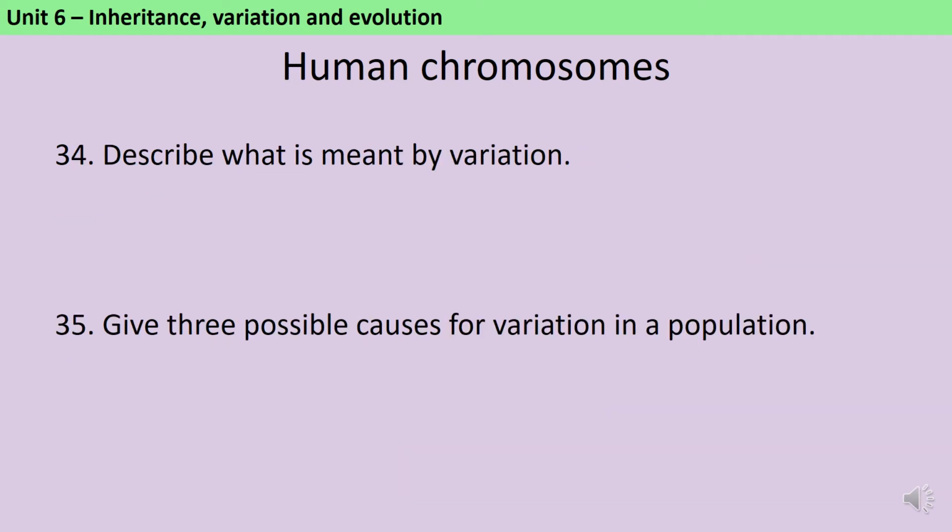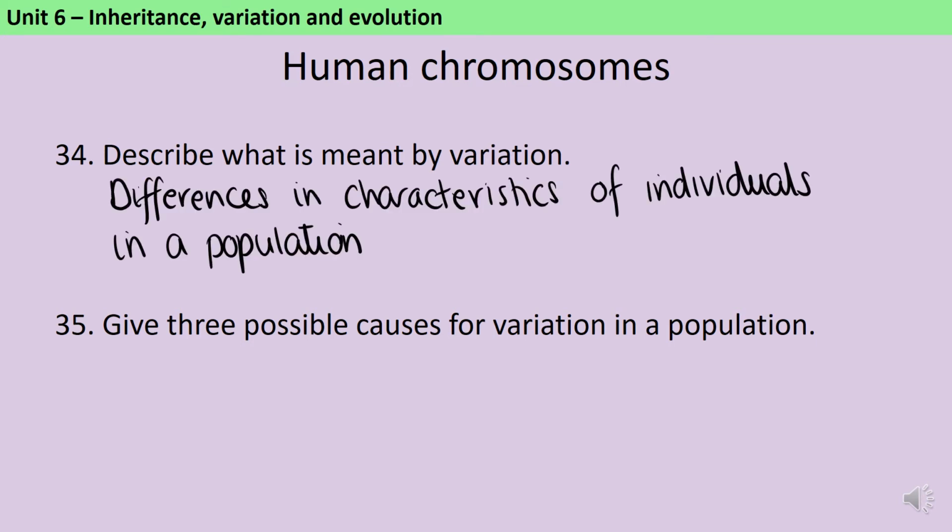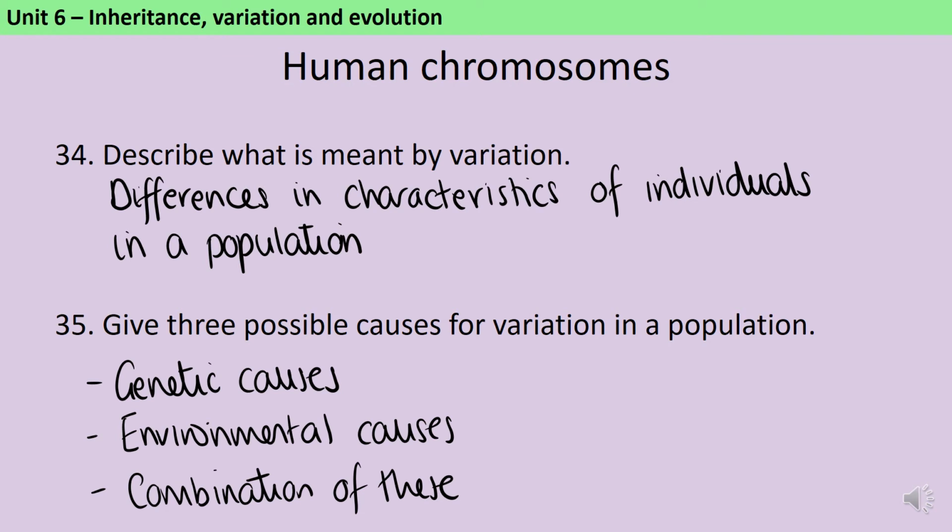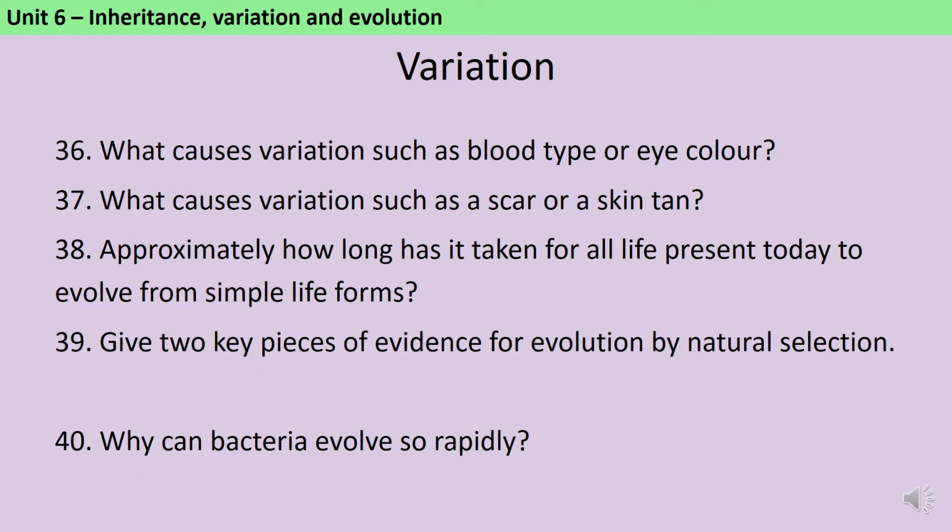Variation describes differences in characteristics of individuals within a population. It may be caused by differences in genetics, the environment, or a combination of both the inherited genes and the environment. Blood type is caused by genetics, whereas a scar or a skin tan are caused by changes in the environment.